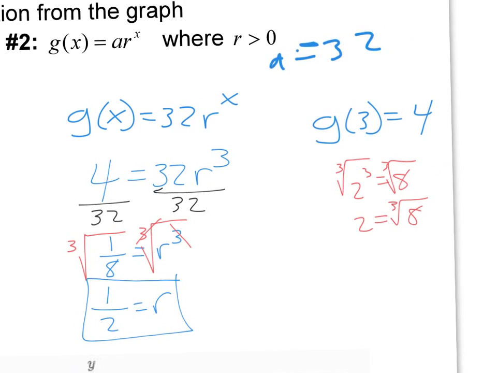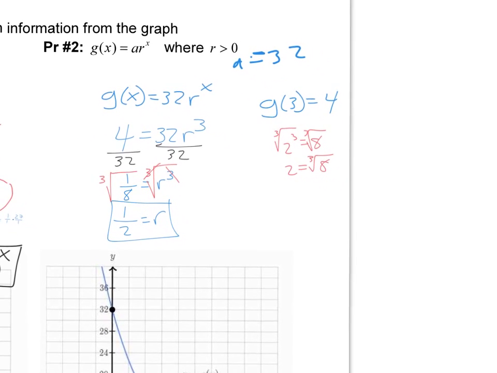Alright, well, now you have all the information you need to write the function. So you can just write g of x equals, your a value is 32, your r value is 1/2, and the x goes up here as your exponent. Boom, there you go.